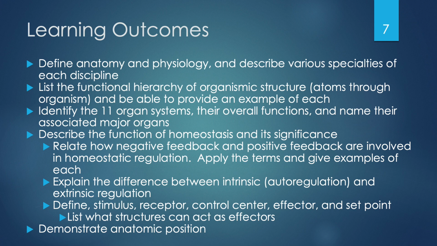Describe how the function of homeostasis works and what its significance is. Relate how negative feedback and positive feedback are involved in homeostatic regulation. Apply these terms and give examples of each. Explain the difference between intrinsic, such as autoregulation, and extrinsic regulation. Define stimulus, receptor, control center, effector, and set point, and then list what structures can act as effectors, and demonstrate anatomic position.